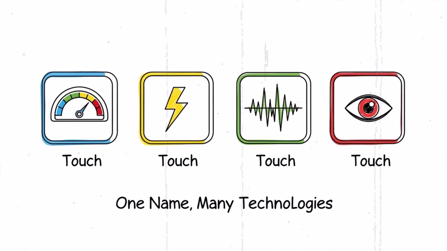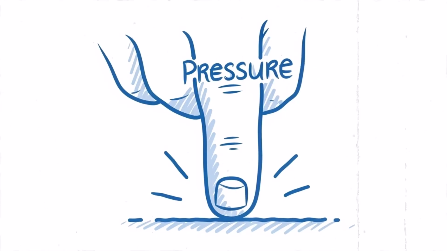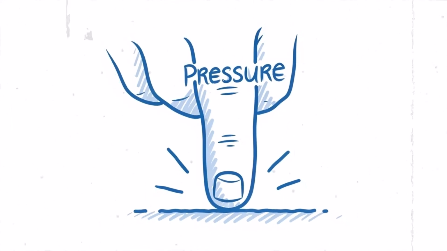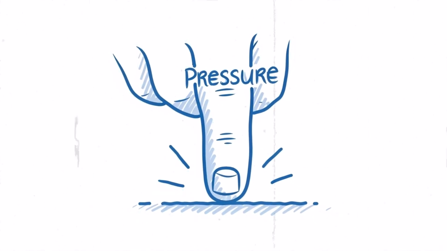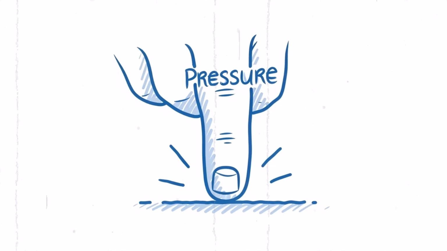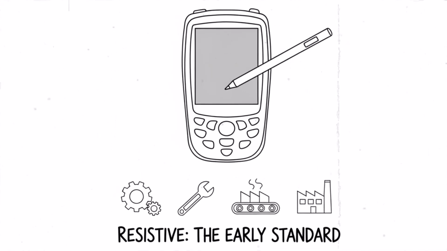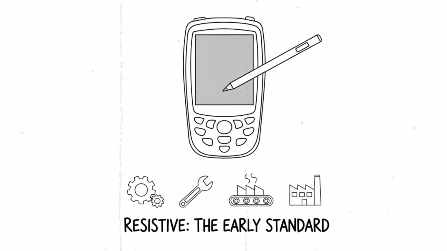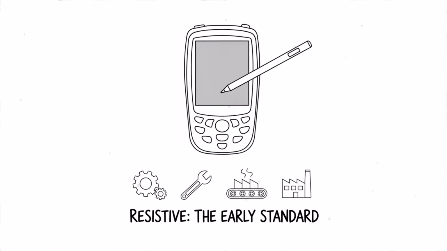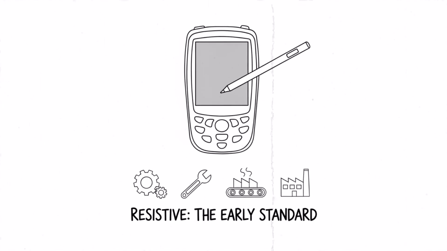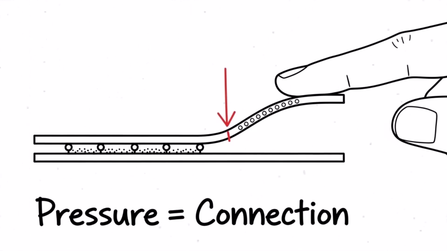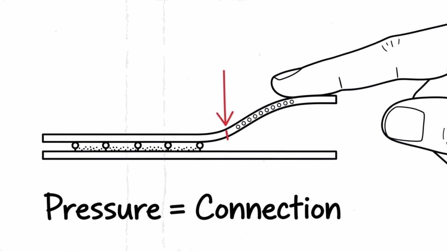The first major type is the resistive touchscreen. Resistive touchscreens were widely used in early smartphones, GPS devices, and industrial equipment. They work using pressure. Inside a resistive touchscreen are two thin, flexible layers coated with a conductive material. These layers are separated by tiny spacer dots. When you press the screen, the top layer bends and touches the bottom layer. This contact changes the electrical current at that specific point. The device calculates the coordinates and registers a touch.